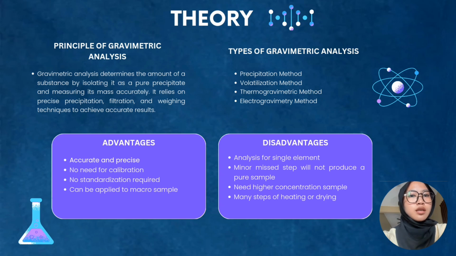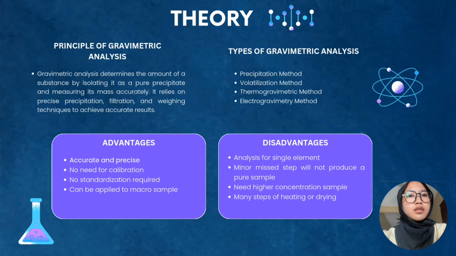First is the precipitation method. Precipitation gravimetry uses a precipitation reaction to separate ions from a solution. Second, the volatilization method. The sample is heated or chemically broken down to separate the components of a mixture. Thirdly, the thermogravimetric method. In this, the mass of the sample is determined based on the observed change in chemical and physical properties. Lastly, the electrogravimetric method. The principle of electrogravimetry is similar to electroplating. Here, the metal ions are isolated from the solution by depositing on the surface of the electrode.